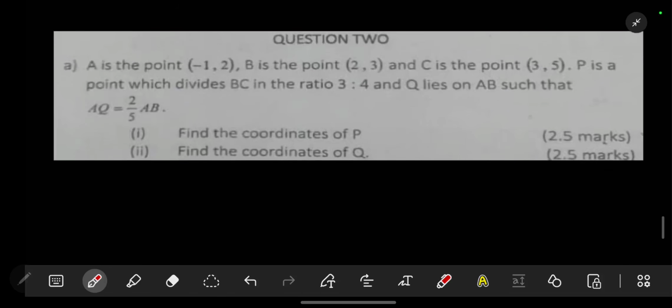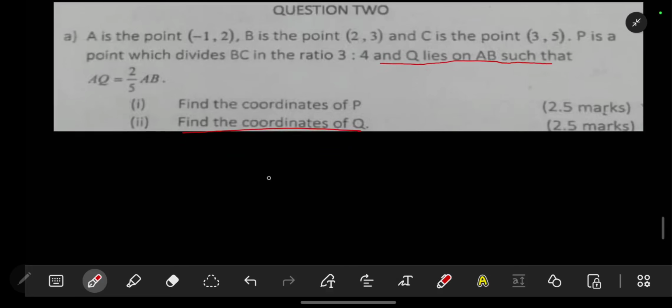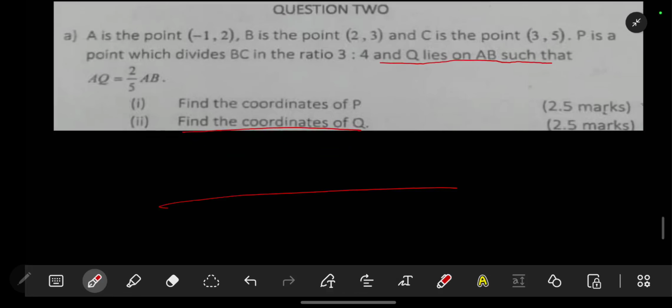So we have to find the coordinates of Q. Now the instruction for Q says that Q lies on the line AB. So it lies on the line AB. So we have A here, we have our B there. Then it divides, so we have the Q here.